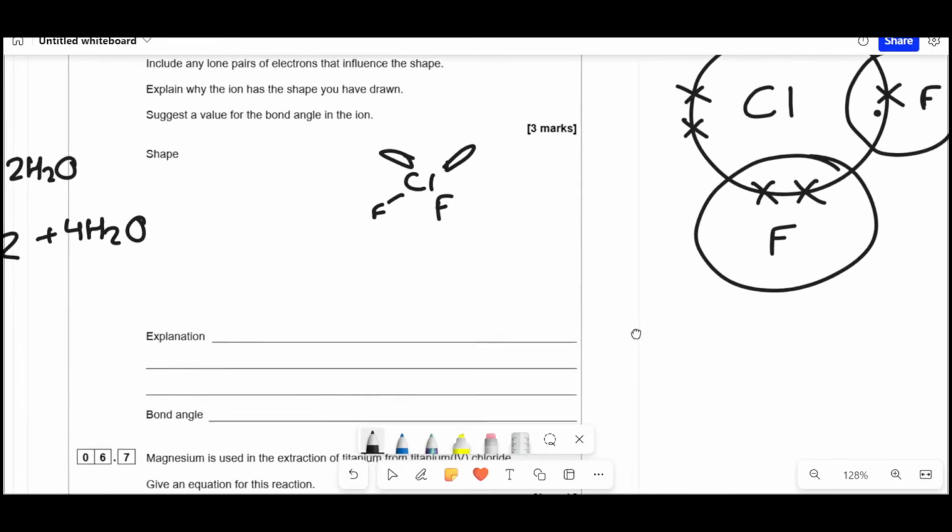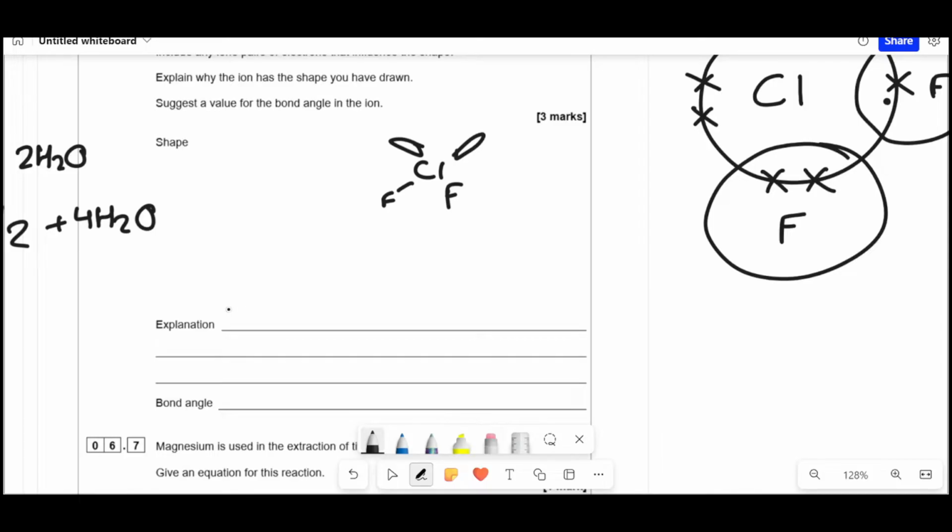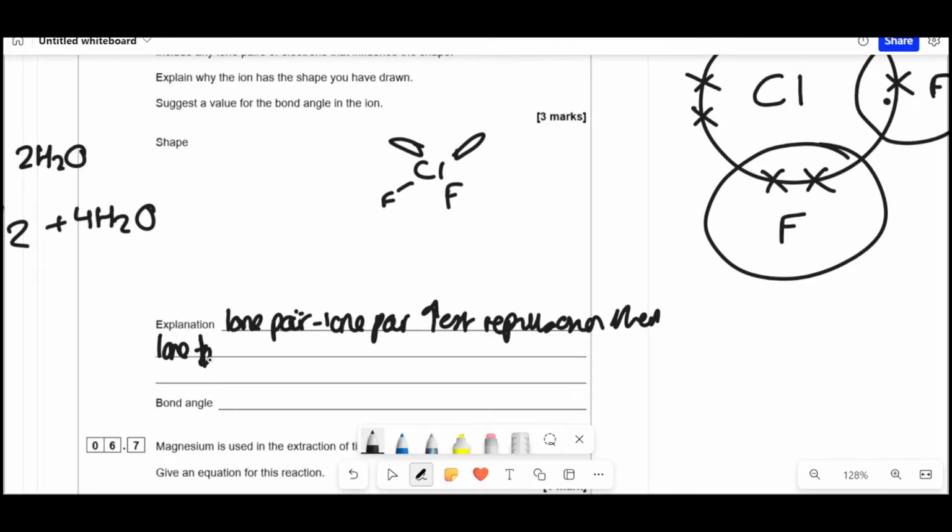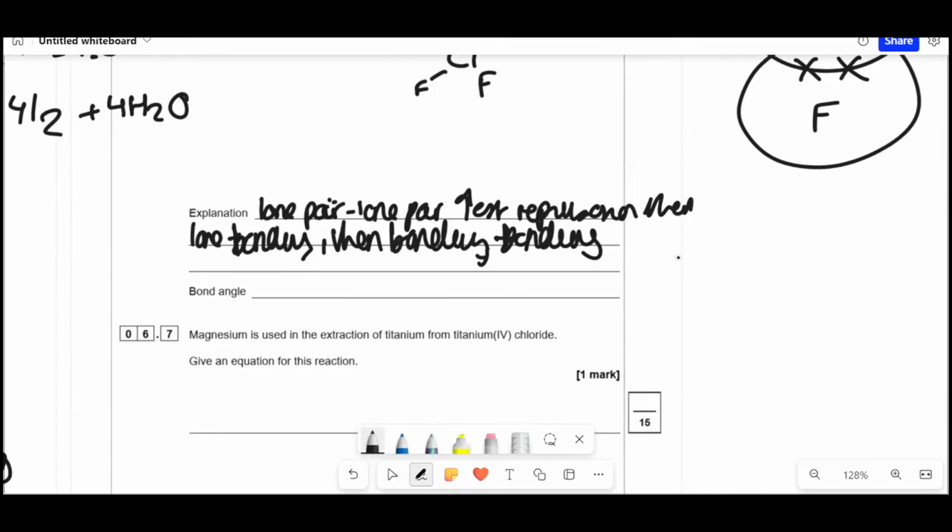So then it says, explain why it's the shape it is. So it's because, and it's always this, lone pair-lone pair is the biggest repulsion, then lone pair-bonding pair, then bonding pair-bonding pair. And then the angle, well, it's just memory, unfortunately.